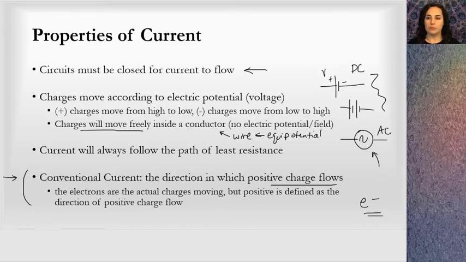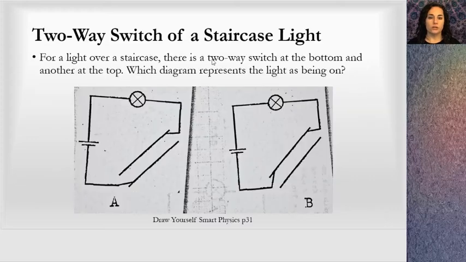I have an example here about closing circuits. How do I close circuits to make sure charge can flow? Here's a two-way switch for a staircase light, and I borrowed this from Draw Yourself Smart Physics, a book my sister gave me, page 31. You can see that we have a couple of circuits here. I have a battery in both of them. This is the battery right there. Notice that there's a long plate and a short plate. That is the symbol for a battery.